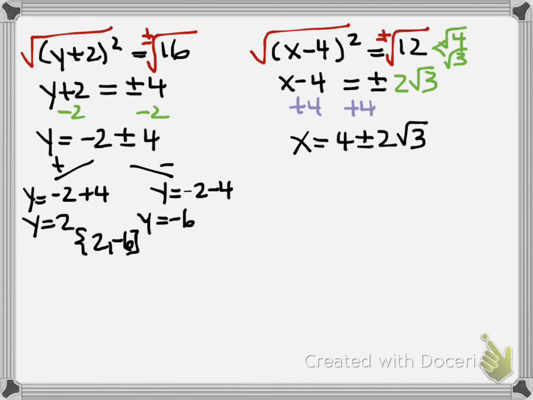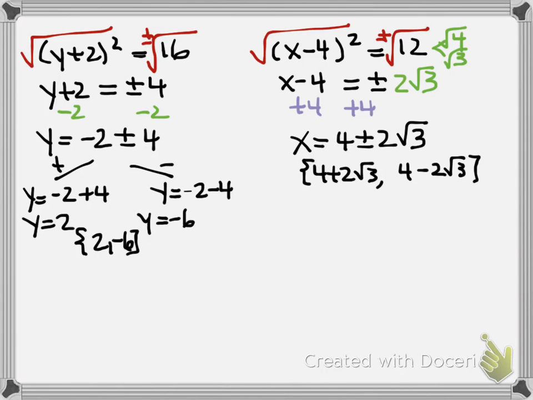So, and this is more realistic. Life doesn't work out beautifully all the time. It comes into irrational or parts of things that we're not used to seeing. So that's what we're going to be seeing a lot more because that's more of a realistic answer. We still have 2 answers. There's a 4 plus a 2 radical 3, and then there's a 4 minus a 2 radical 3.